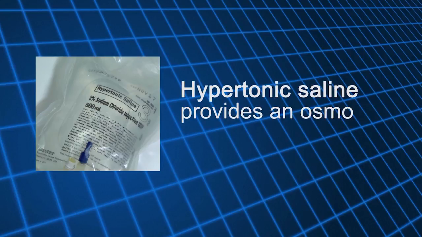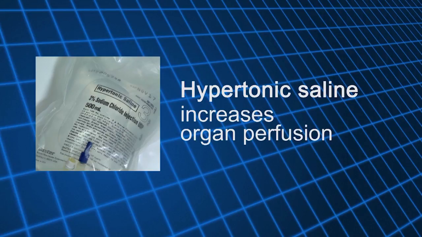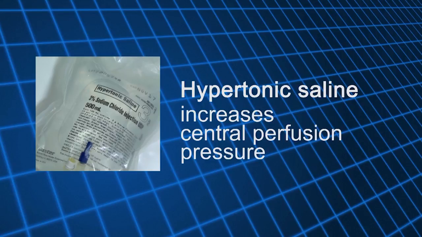Hypertonic saline provides an osmotic effect by pulling edematous fluid from the cerebral vasculature, reducing cerebral water content, and preventing or treating elevations in intracranial pressure. Hemodynamically, hypertonic saline increases cardiac output, organ perfusion, mean arterial pressure by facilitating movement of fluid from the interstitial and intracellular compartments to the intravascular compartment, and cerebral perfusion pressure due to systemic intravascular volume expansion.